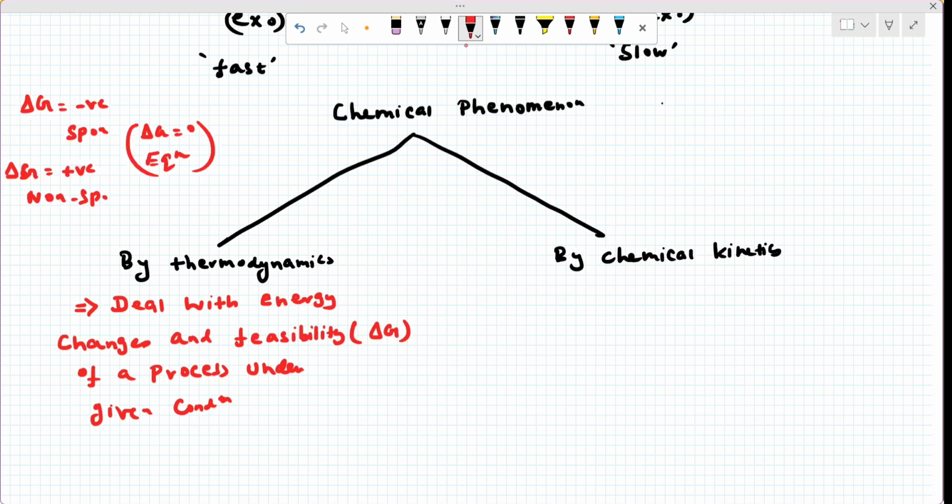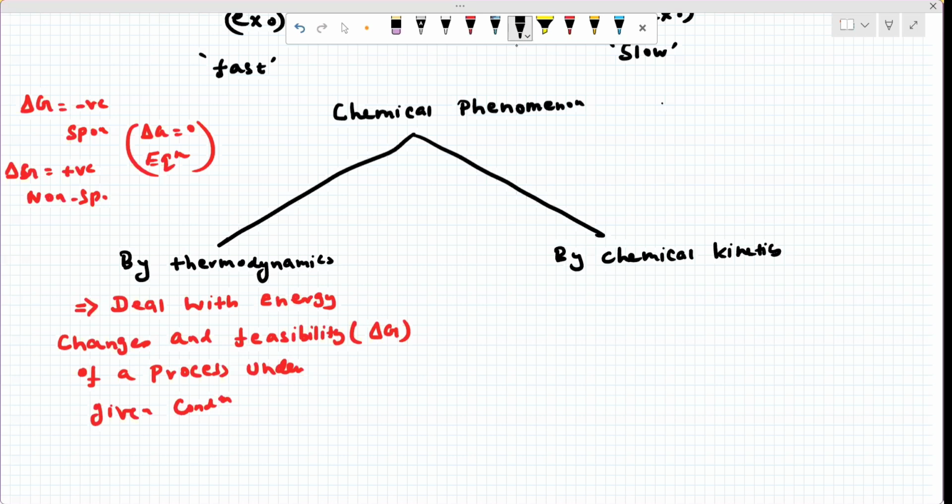Using thermodynamics, we can tell the energy change, whether energy is absorbed or released, and how much energy is released or absorbed. The second important thing is whether the reaction will happen or not. That is thermodynamics. What does kinetics mean?